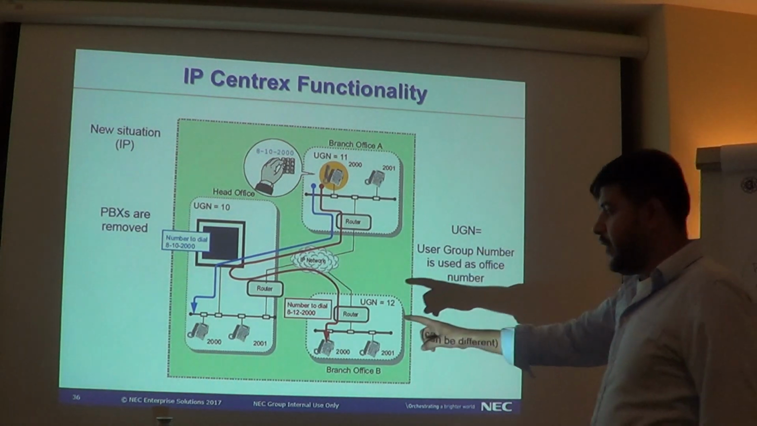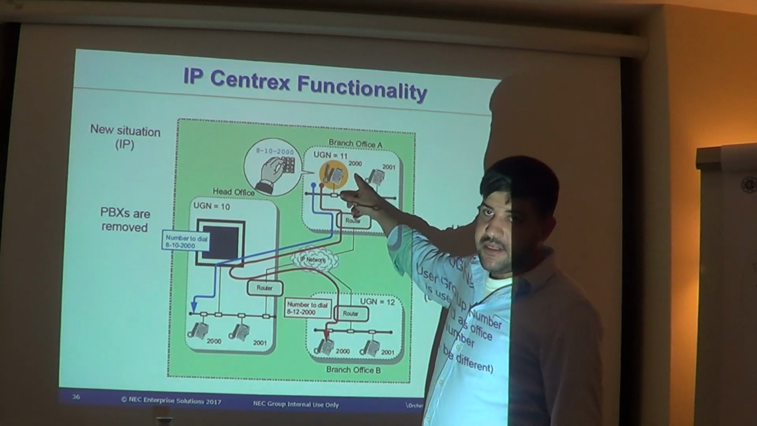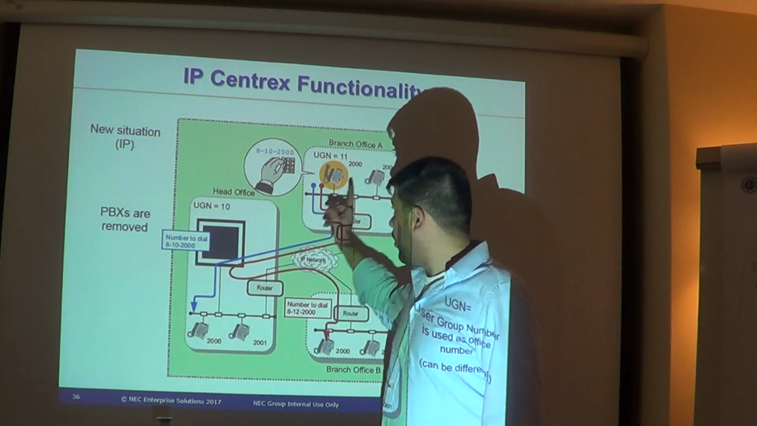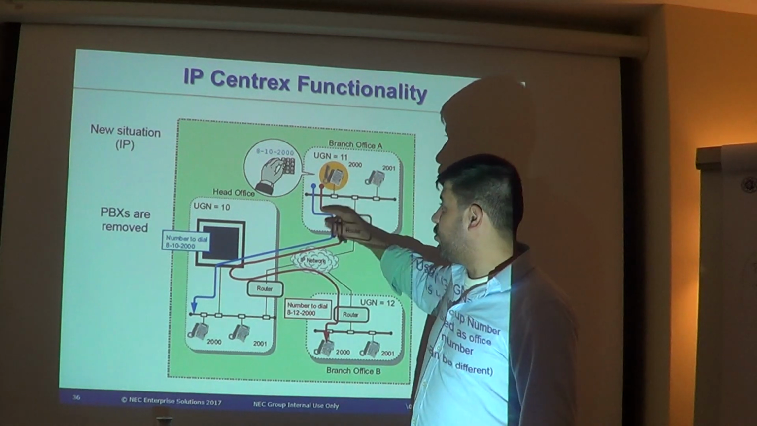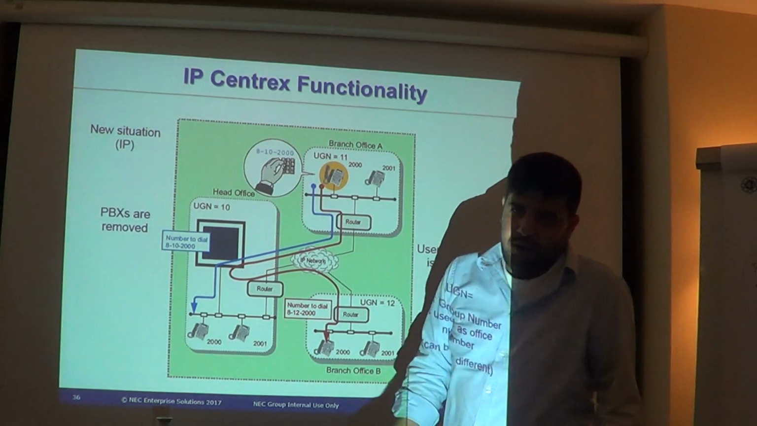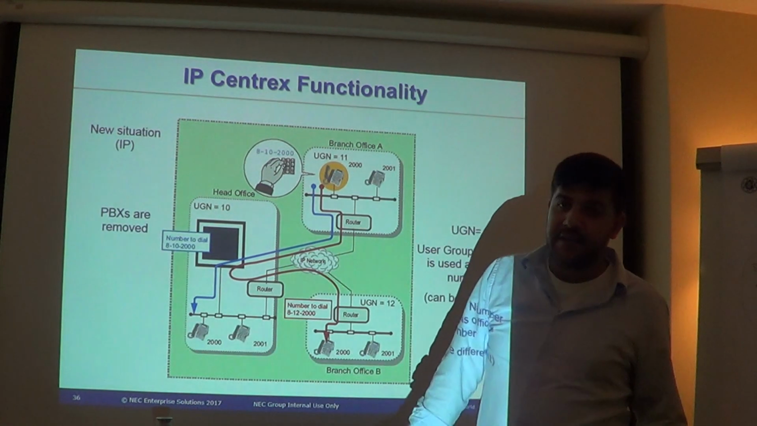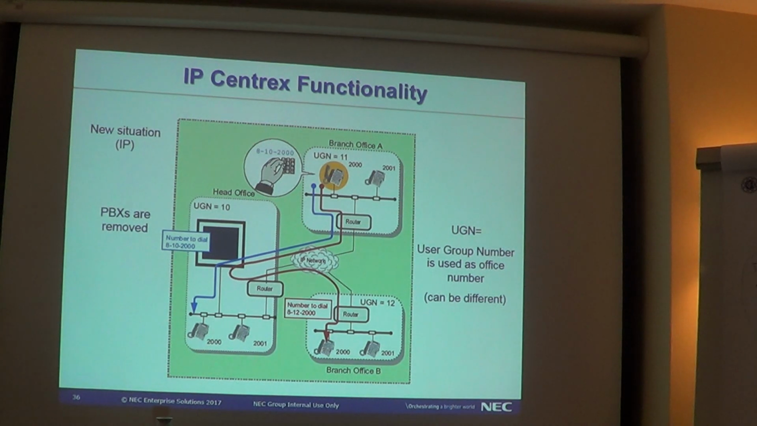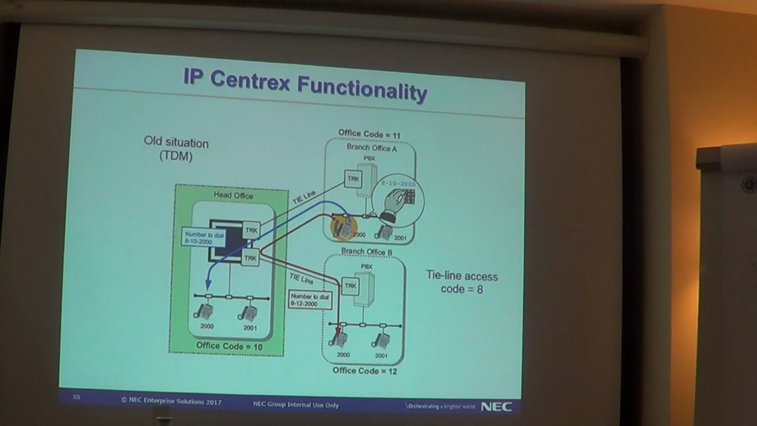Again, we have here 2000 and 2000 here as well. This is my extension number here, and this is my extension number here. To call from here to there is called private number. And if this extension wants to go outside, it's 2000. And if this extension is going outside, again, it has the access code, the same extension number, because here we have a public number.